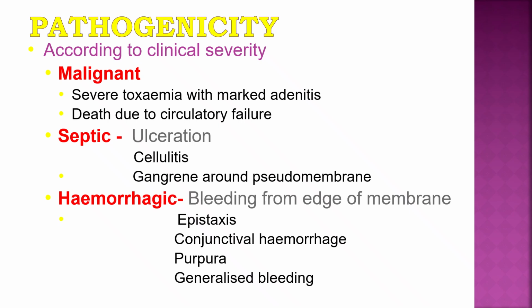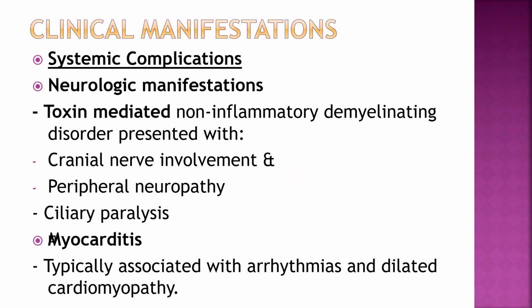In pathogenicity, according to the clinical severity, the disease is divided into 3 types: malignant, septic, and hemorrhagic. In malignant, there is severe toxemia with marked adenitis and death due to circulatory failure. In septic, there may be ulceration, cellulitis, gangrene around the pseudomembrane. Hemorrhagic: bleeding from the edge of the membrane, or sometimes other sites like epistaxis, conjunctival hemorrhage, purpura, and generalized bleeding can be there. So these are the 3 types: malignant, septic, and hemorrhagic diphtheria.